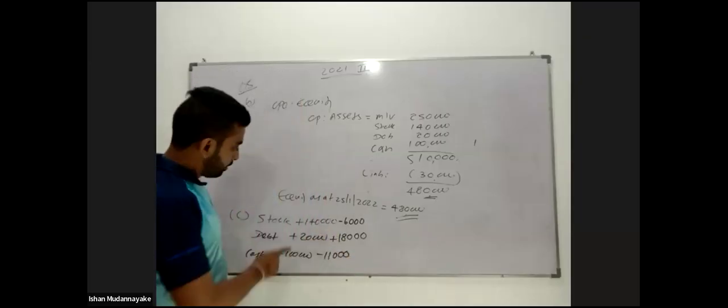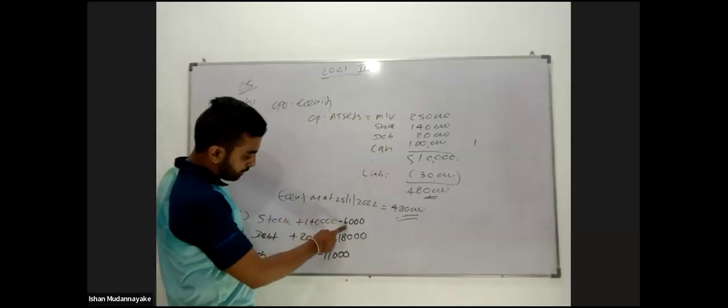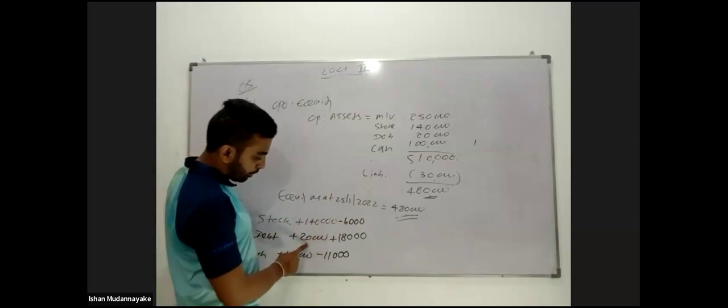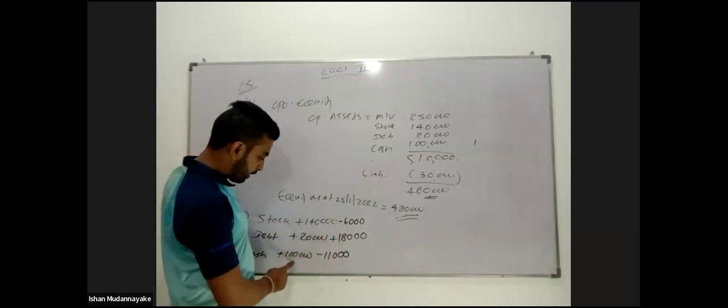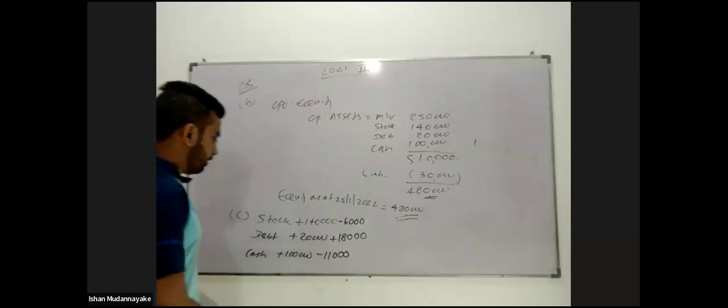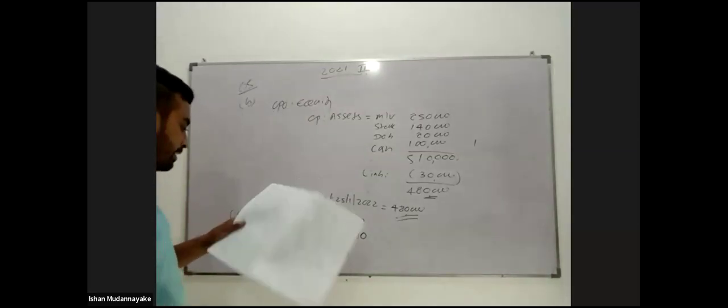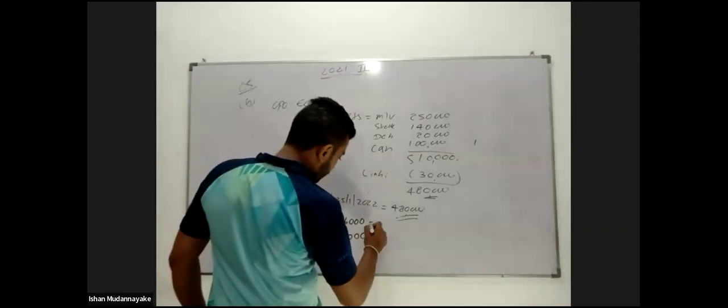Like, am I, 140,000 opening balance minus 6,000, 20,000 opening balance plus 18,000, 100,000 minus 11,000. Then here, what's the amount of total current assets?